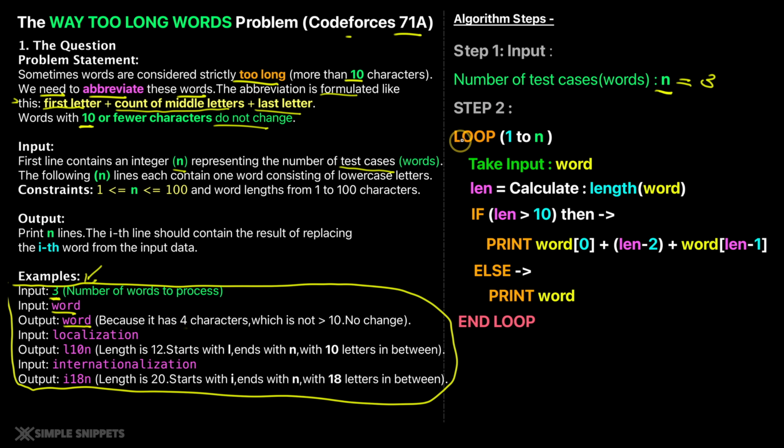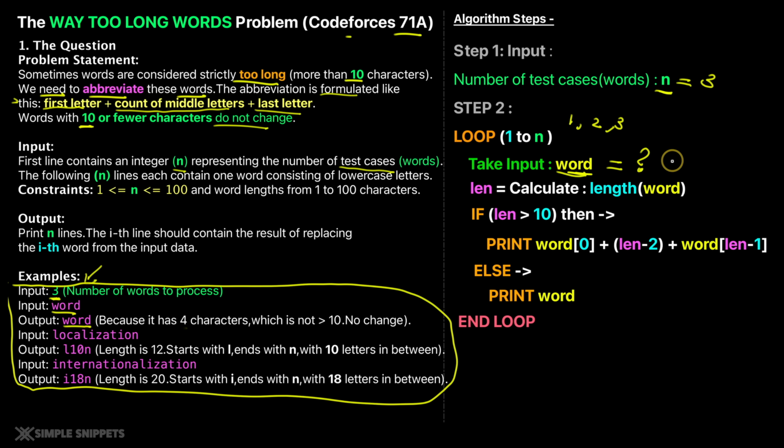In next step, you'll have to loop from 1 to n. So 1, 2, and 3. 3 times because we want 3 words or 3 inputs from the user, right? So you take the input, you can declare this as a variable word, and you take this from the user. So the user will enter some string over here.